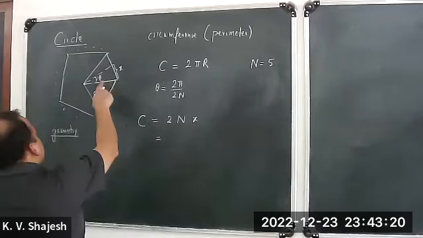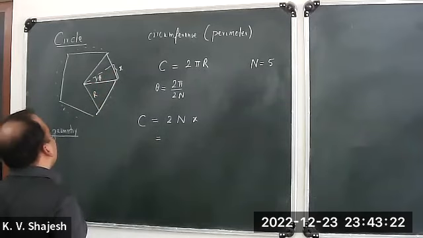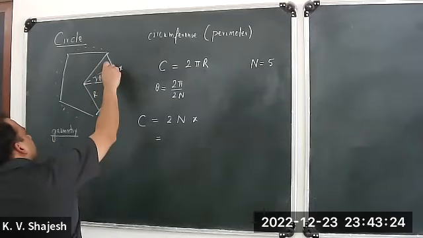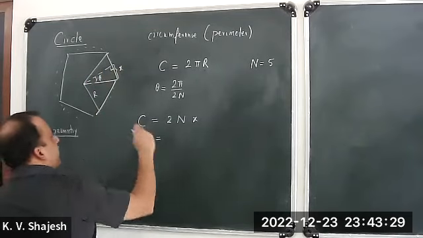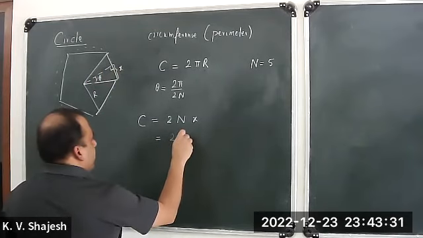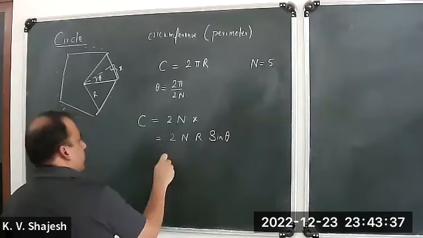And x would be, again, we are using the idea of a right triangle. So this is a right triangle. So x would be r sine theta. Right? So it is 2 times n times r sine theta.